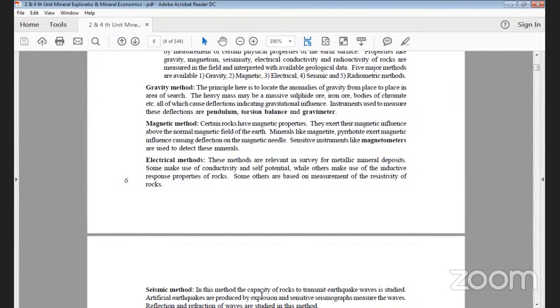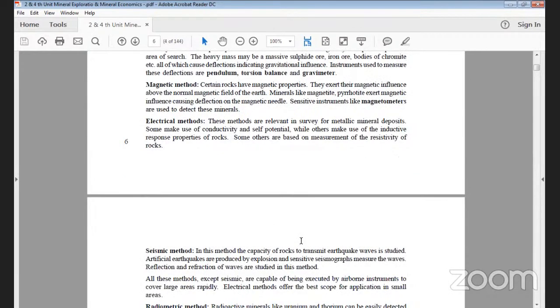Electrical methods. These electrical methods are relevant in surveys for metallic mineral deposits. Some make use of conductivity and self-potential, while others make use of inductive response properties of rocks. Some others are based on measurement of the resistivity of rocks.